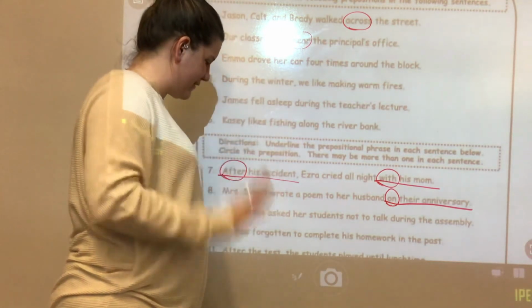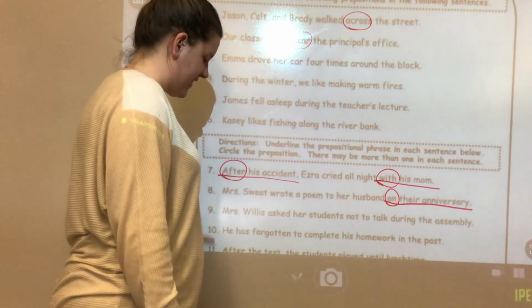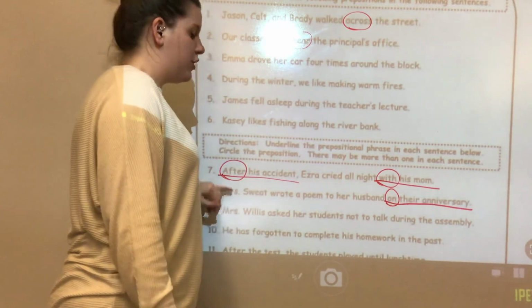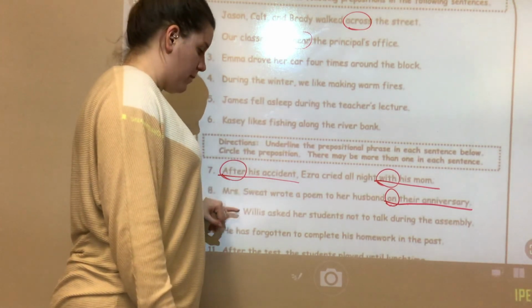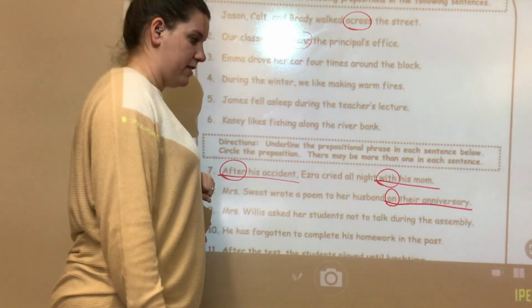Those are your examples for that last section. The rest of it is on your own, doing down here, doing both the preposition and the prepositional phrase. Sound good?